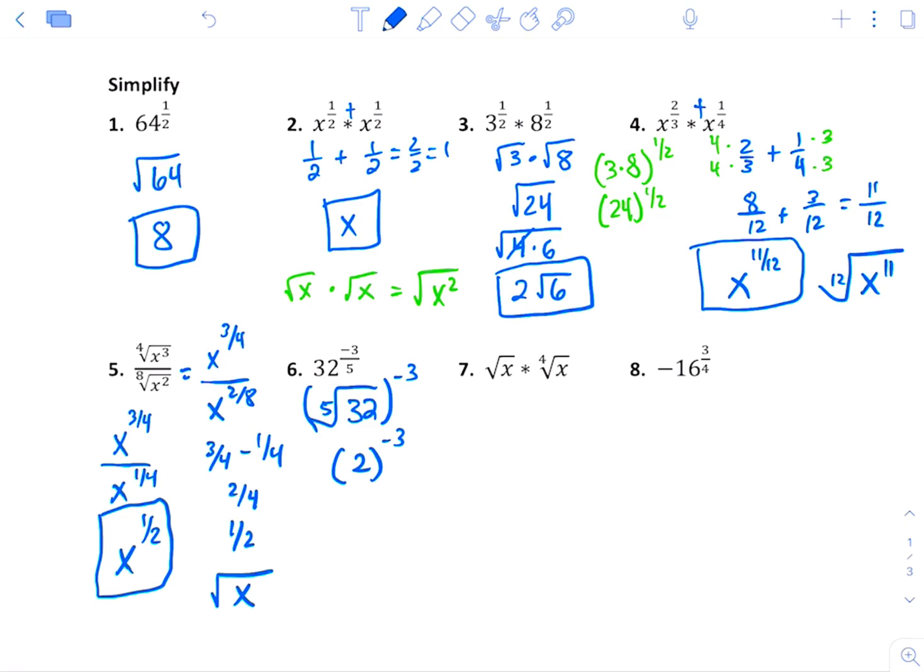And then because I have that negative exponent, that means I need to move that down to the denominator. So this will become 1 over 2 to the +3, which then, if I simplify, will be 1/8 as my final answer.